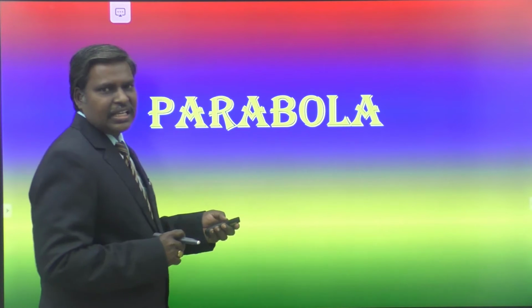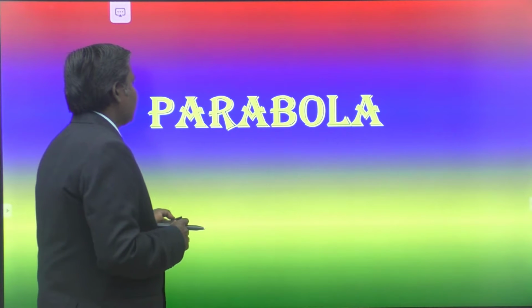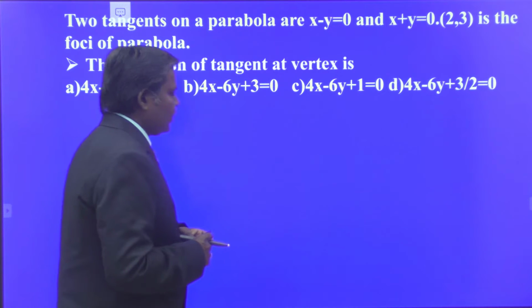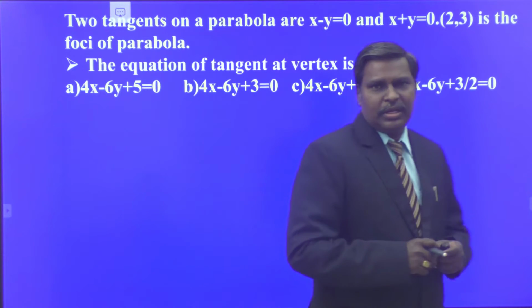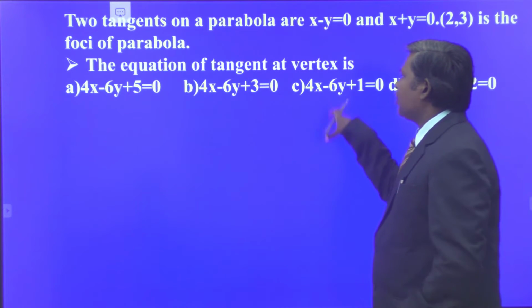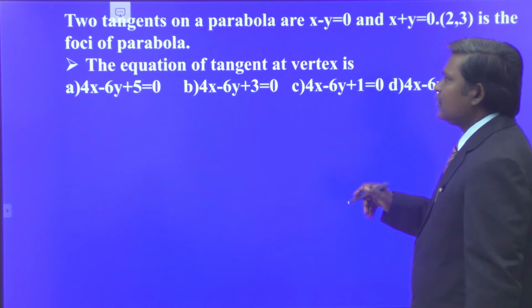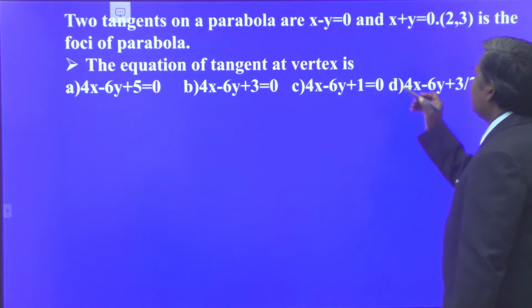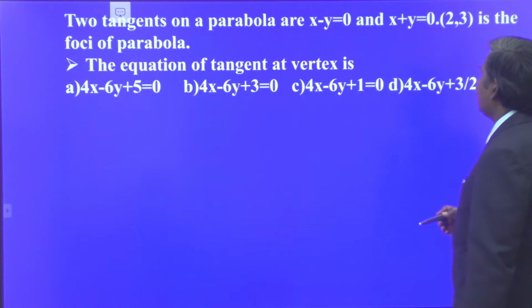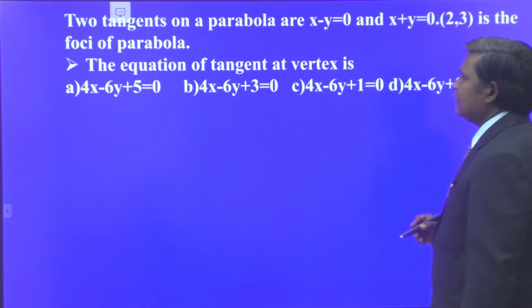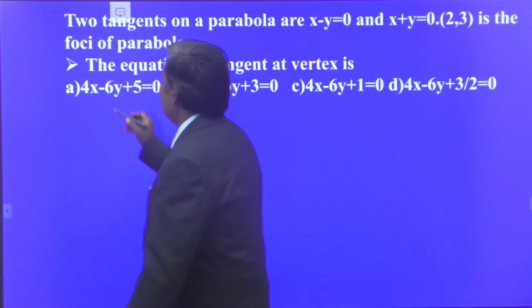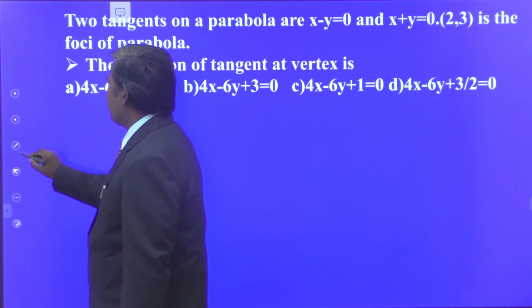Okay, let us begin the class. The concept is related to parabola. This is the paragraph. Read the paragraph thoroughly and let us do the problems related to it. What is the paragraph here? Two tangents on the parabola are x minus y equal to 0 and x plus y equal to 0. 2, 3 is the focus of that parabola.